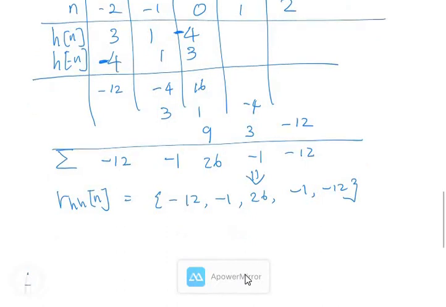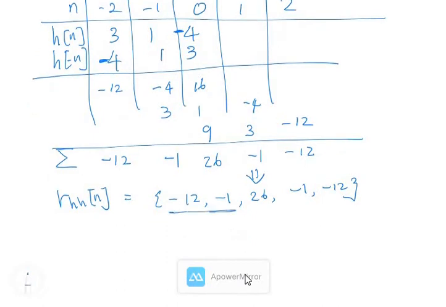So can you see that this one actually is an even signal? So Rhh[n] is even symmetric about the origin at n equals 0. So this is the even symmetric.